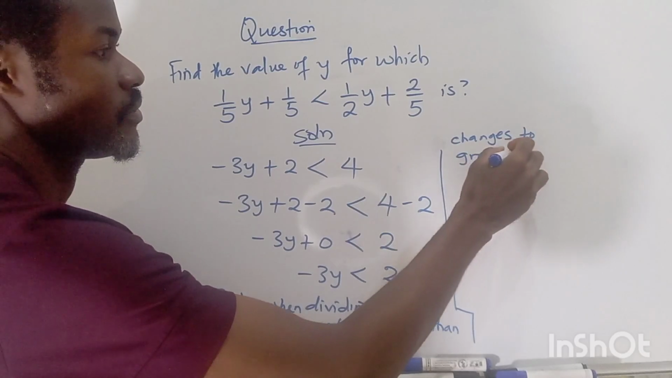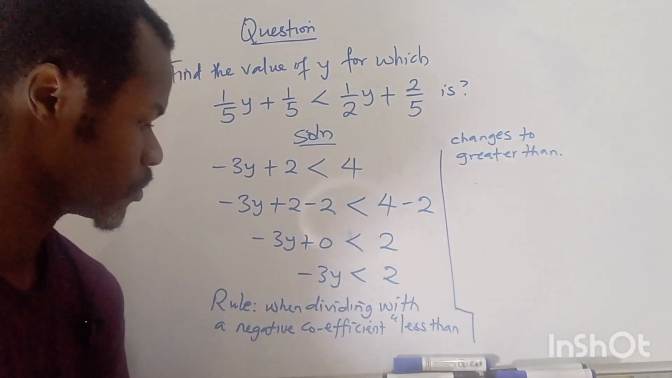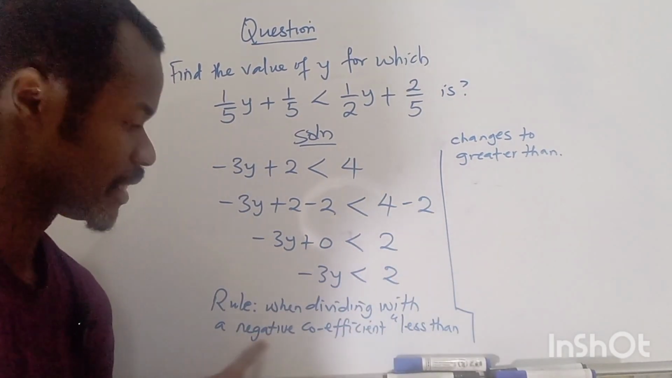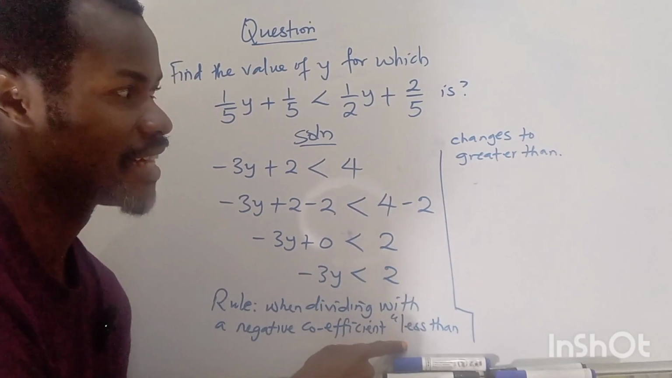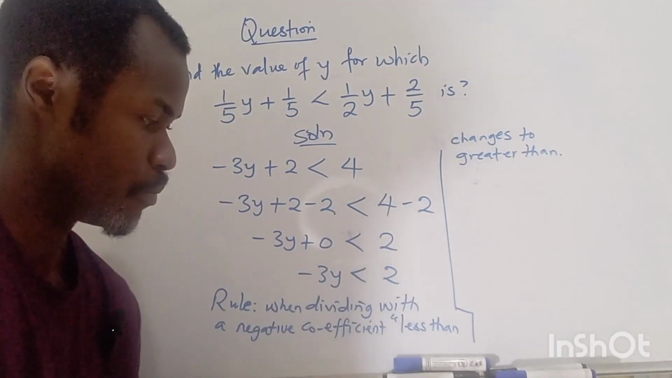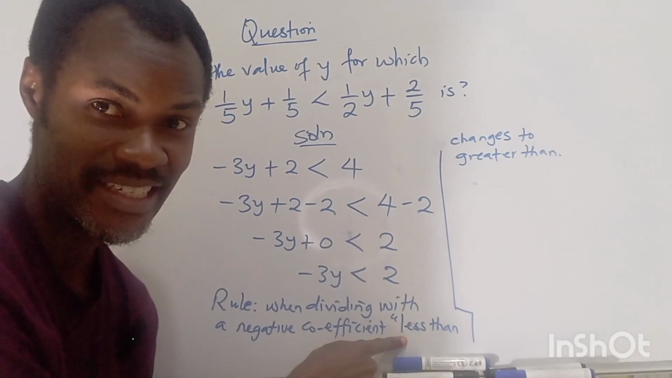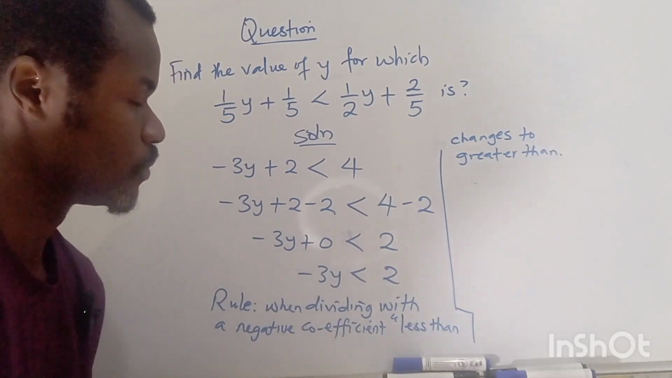Greater than. So that is the rule. When you're dividing with a negative coefficient, your less than sign changes to what? A greater than sign. But if it is a greater than sign, it has to change to what? A lesser than sign. Alright, so let's do that.